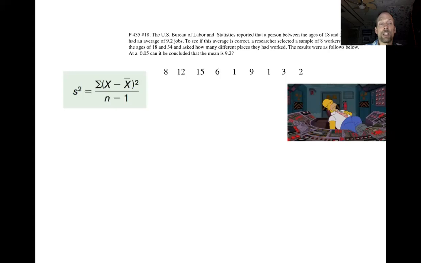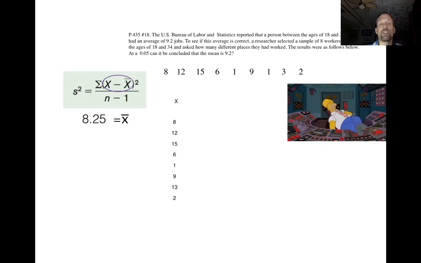And as we're looking at the formula, it looks like it's saying that we have to take each x value and subtract it from the average. So that means we're going to need the sample average. And that calculates out to be 8.25. So what I'm going to do now is get ready to take each x value and subtract it from the sample average.